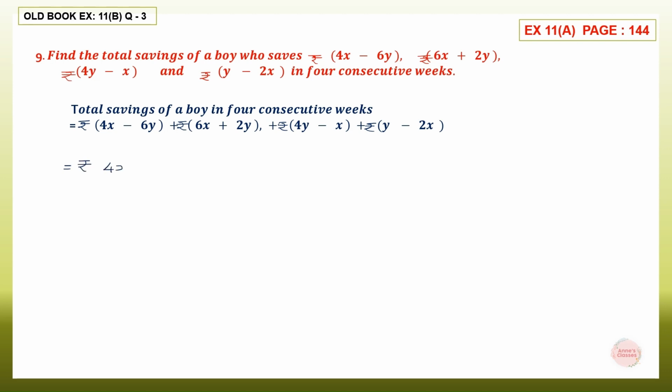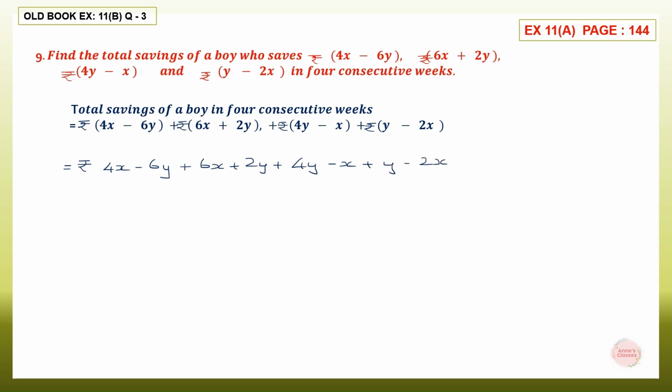Now 4x minus 6x. Next polynomial is within brackets, but before the brackets we have a plus sign. So it remains the same, plus 6x plus 2y. Then here also we have plus 4y minus x. Then we have plus y minus 2x.